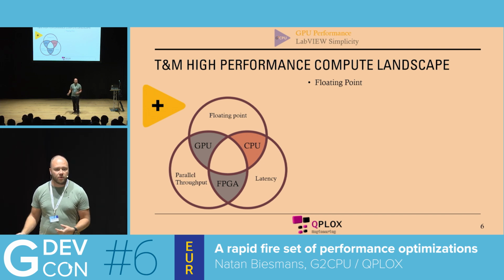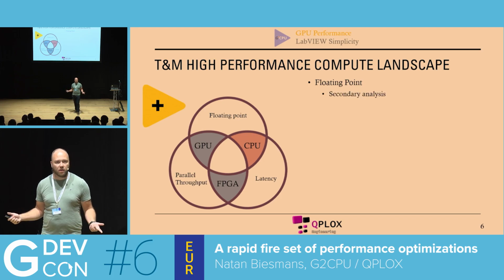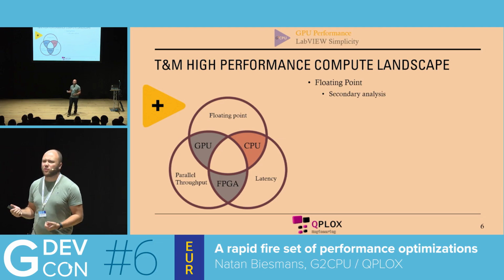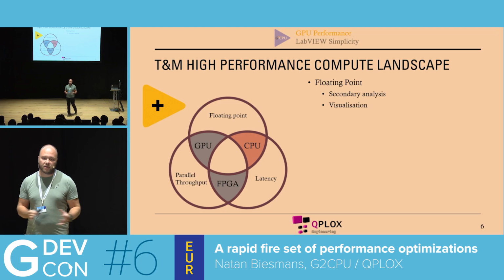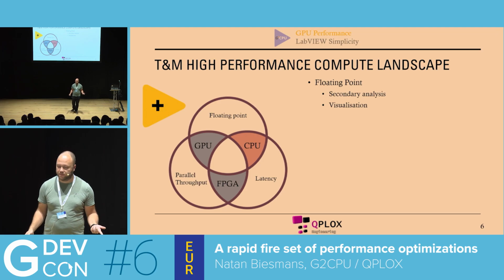We can have double floating points, single floating point. We can quickly do some arithmetic. It isn't challenging at all to do that, while, for example, in FPGA, it might be a little bit challenging. It's great for secondary analysis. A quick calculation here or there just to know how your process is going, and of course, visualization.